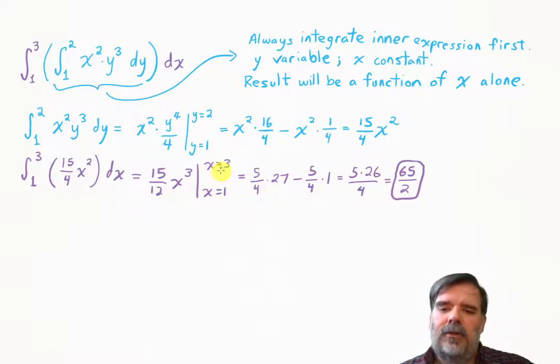Plug in x equals 3, we'll get 5/4 times 27, minus, plug in x equals 1, get 5/4 times 1. So that becomes 5 times 26 over 4. Do a little bit of cancellation, and once again, we get 65 over 2. So whichever way you look at it, the x first or the y first, you're going to get the same volume.